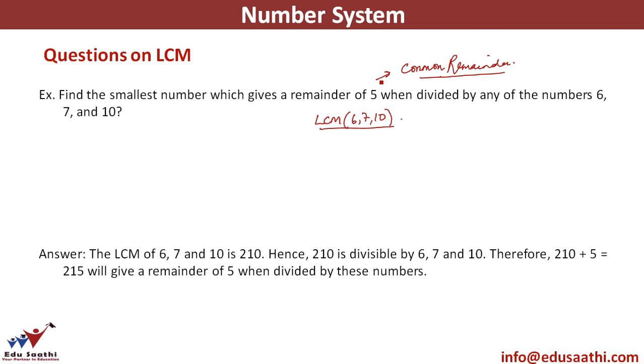So if you look at it, 6, 7 and 10 gives you an LCM of 210. This 210 is divisible by 6, 7 and 10. That means it gives a remainder of 0. Now what is the common remainder that I want? 5. So I add it up. The number that comes out to be is 215. 215 will give a remainder of 5 when divided by these 3 numbers.